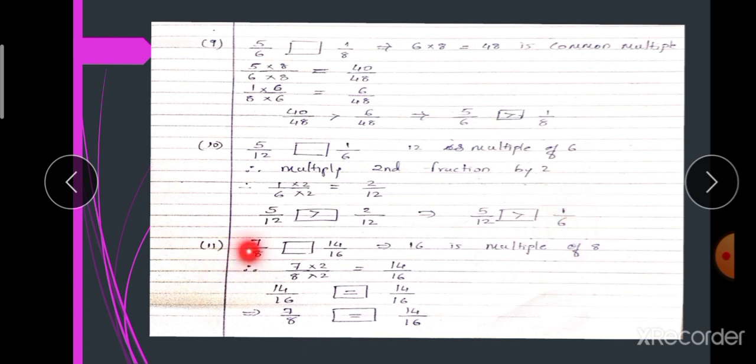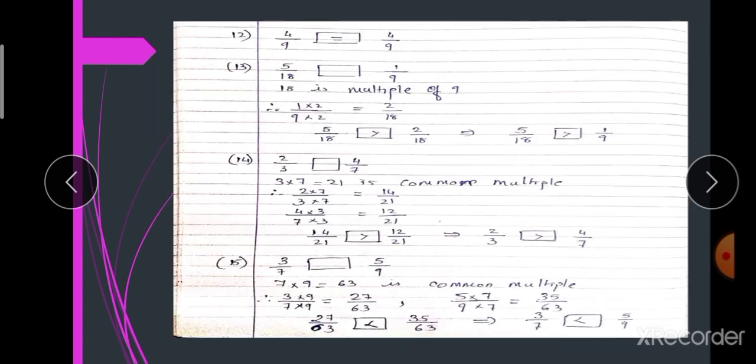Next, 7 upon 8 and 14 upon 16. 16 is a multiple of 8. So we will multiply the first fraction by 2 in the numerator and denominator. So 7 into 2, 8 into 2, we get 14 upon 16. So 14 upon 16 and the second fraction is also 14 upon 16. Therefore they both are equal. Next we will proceed to sum number 12.